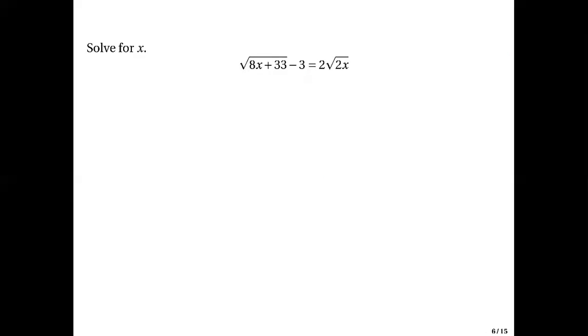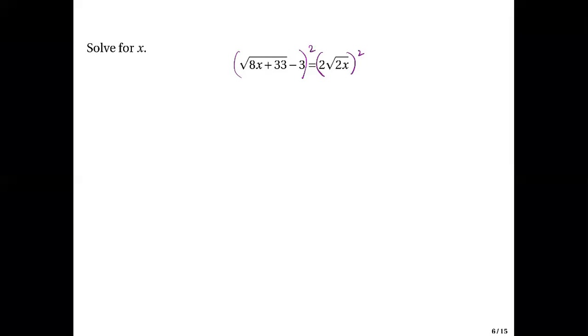Next problem. We have to solve for x in the equation square root of 8x plus 33 minus 3 equals 2 times square root of 2x. So in this particular form, this radical here is already isolated on one side of the equation. So we can start our solution by squaring both sides of the equation.